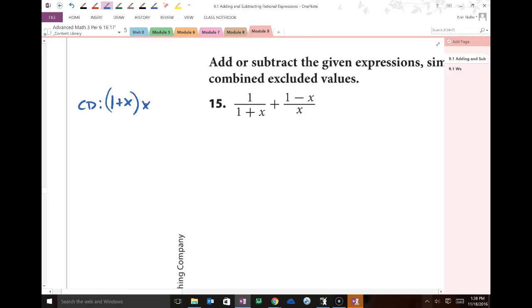Okay, so what you need to understand about this is this number is totally different than this number. These are two different numbers. For example, if I said x is 3, so this is 3, what's this one? 4. So what's the common denominator of 3 and 4? 12. How'd you get there? You multiplied them.